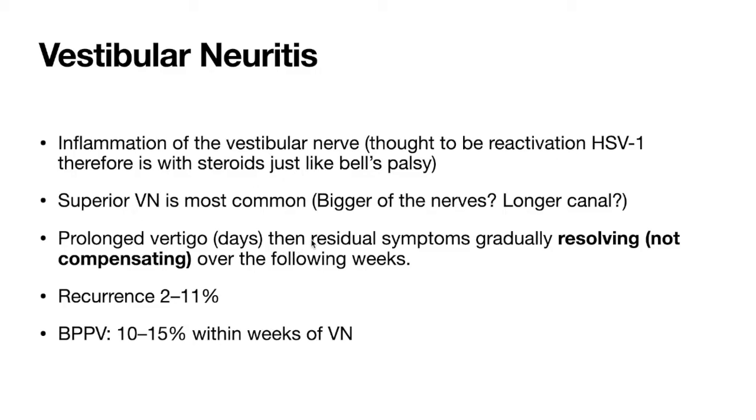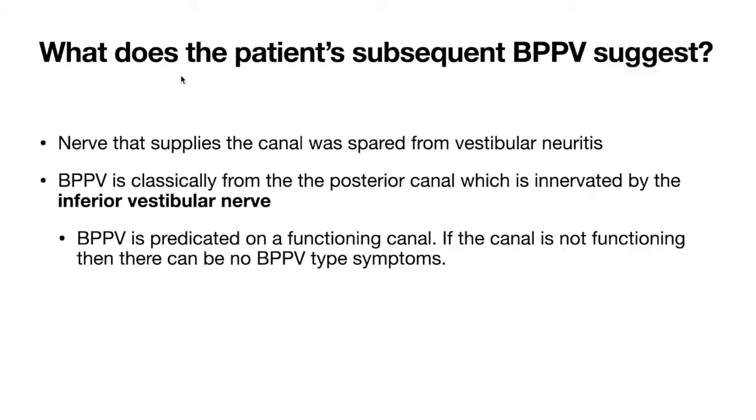Prolonged vertigo for days, then residual symptoms gradually resolving over the following weeks. And I stress resolving, not just compensating, because your calorics will go back to normal values. Recurrence in about 2 to 11%, and like we said before, BPPV 10 to 15% within weeks of vestibular neuritis. This is the crux of what I want to talk about in the video.